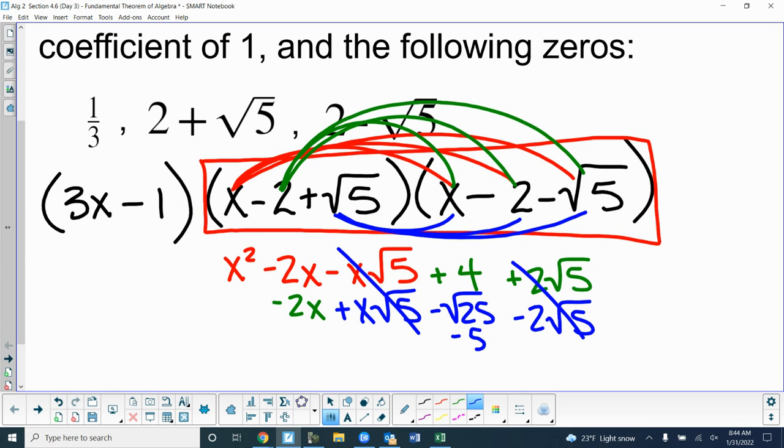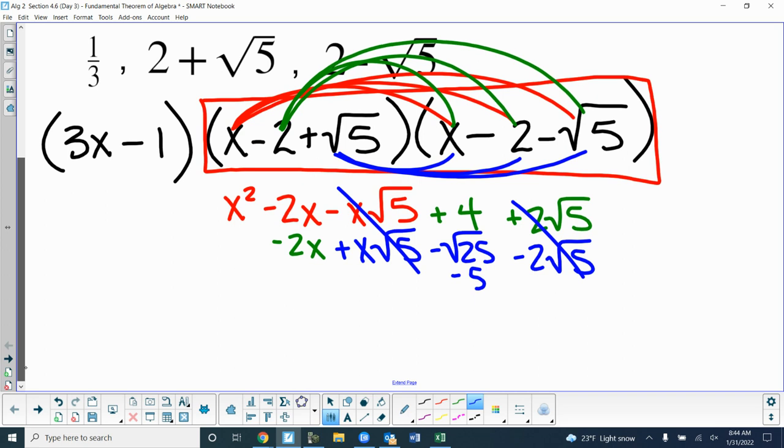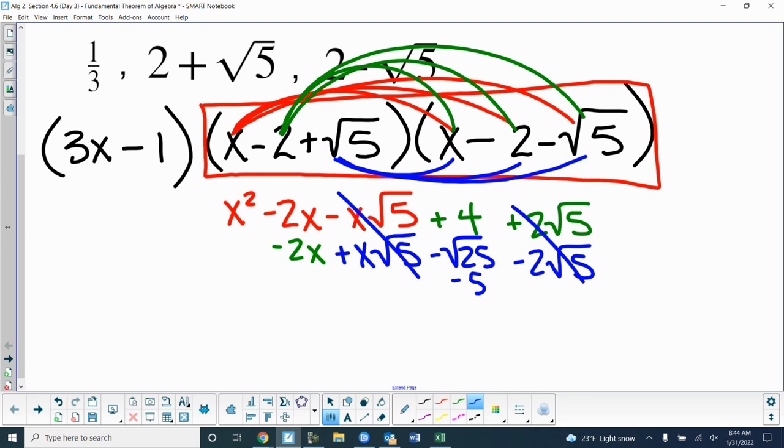Caleb: Would it be alright if you distributed the 3x minus 1 into the second? No. First, that's not okay? No. I did my entire homework wrong. Do these two together so that these radicals go away. It makes it much easier for you. Okay?